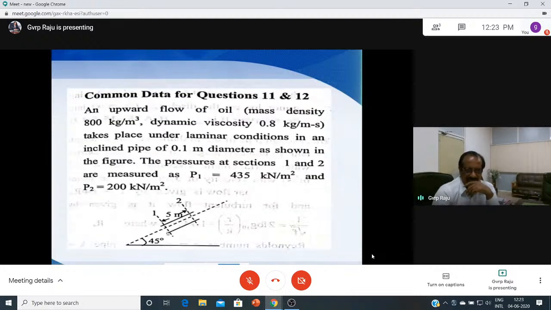So here Z1 is 0, at this level Z1 is 0, and Z2. The angle is 45 degrees, and you can take a vertical distance. Z2 is from here to here. The inclined distance is 5.